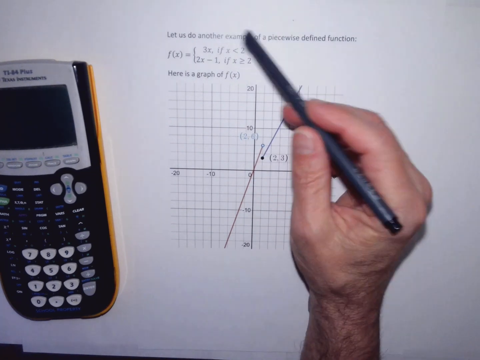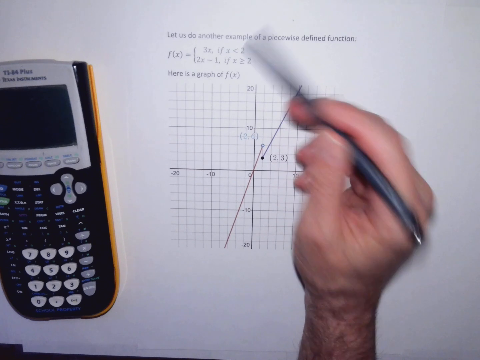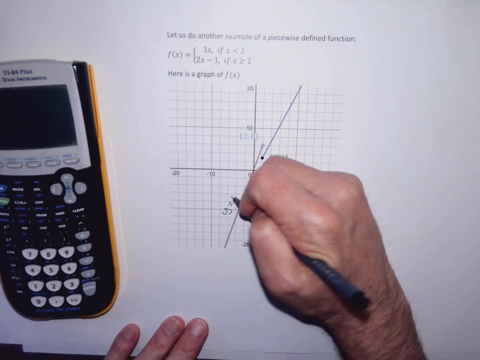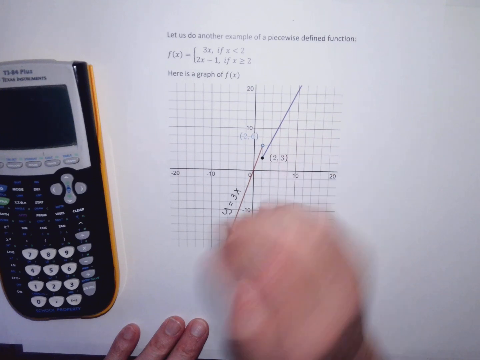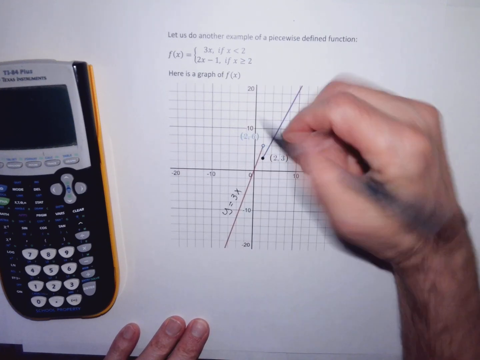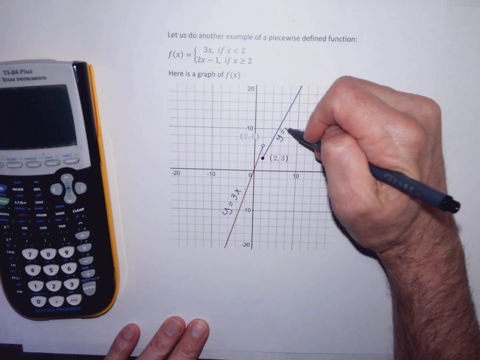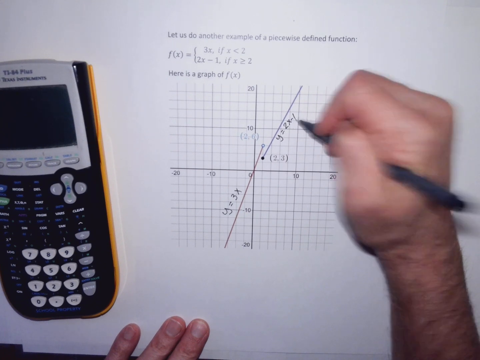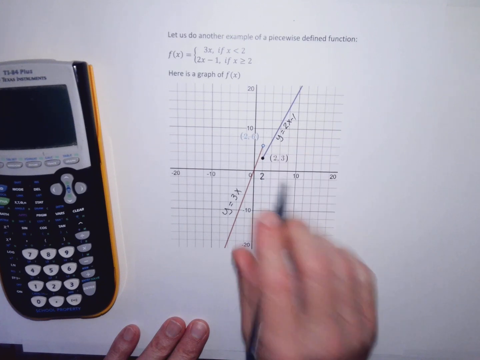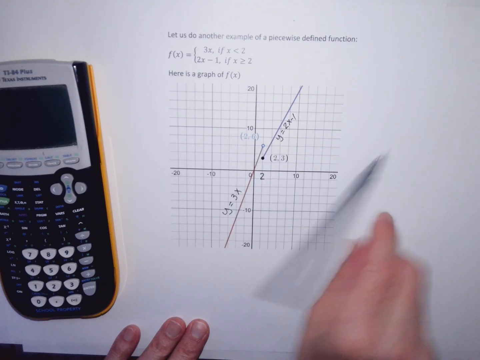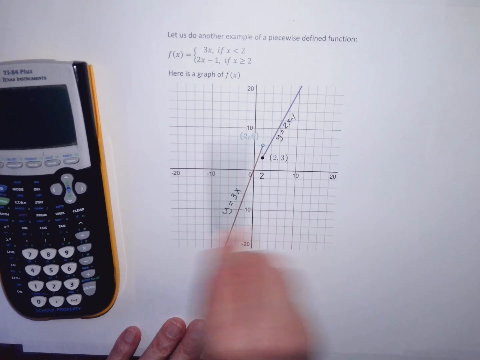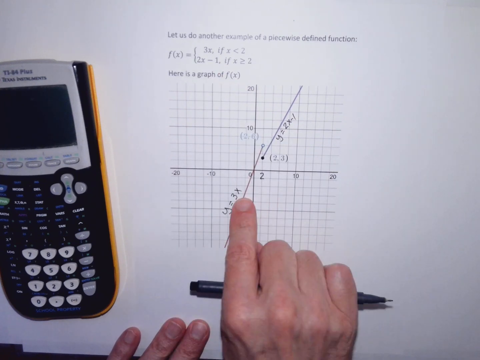So this function is equal to 3x, and so this graph right here is y equal to 3x. You could say f of x equals 3x for x less than 2. And this graph up here is the graph of y equals 2x minus 1 for x bigger than 2. So right here is 2 on my x-axis. To the right of 2, I get the graph of 2x minus 1. To the left of 2, I get the graph of 3x.